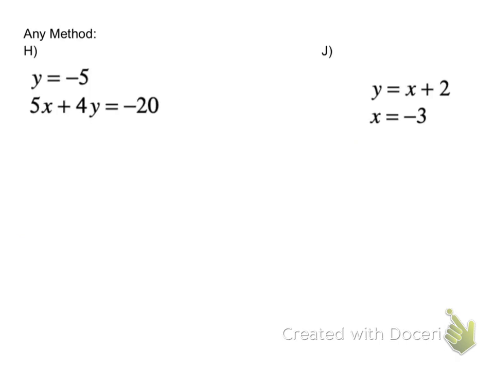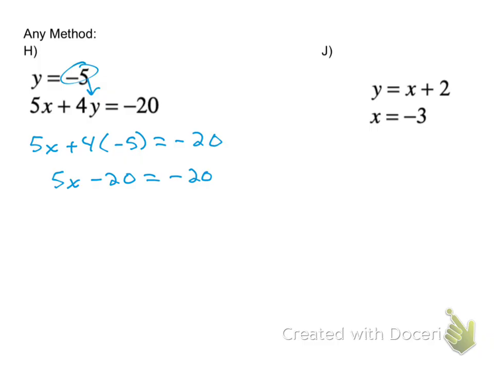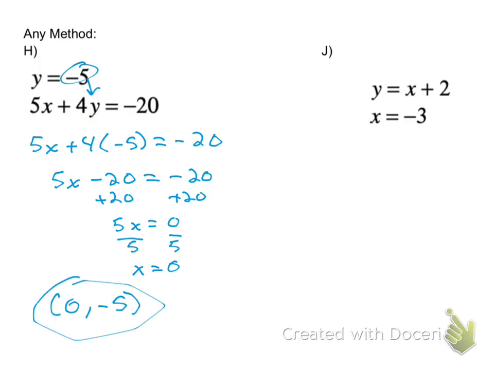All right, last two methods here. Any method, when they're set up like this, are set up easily for substitution because you already have that other variable. H, we already have the y. So I can just take that, plug it in. 5x plus 4 times negative 5 equals negative 20. 5x minus 20 equals negative 20 plus 20. 5x equals 0. Divided by 5. X equals 0. So that solution would be 0, negative 5.